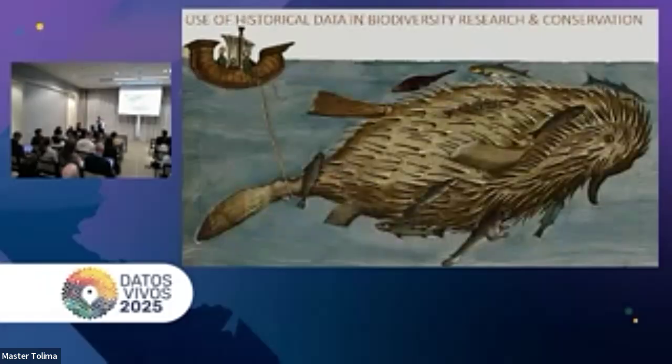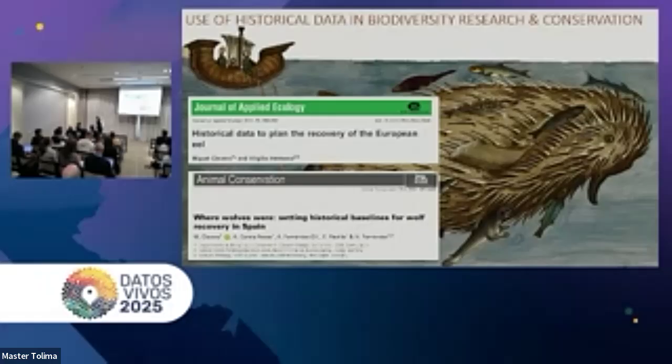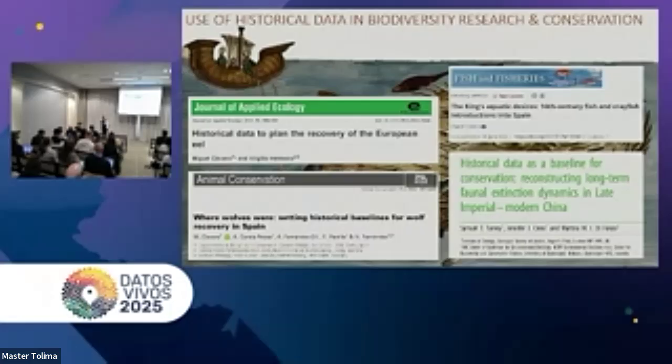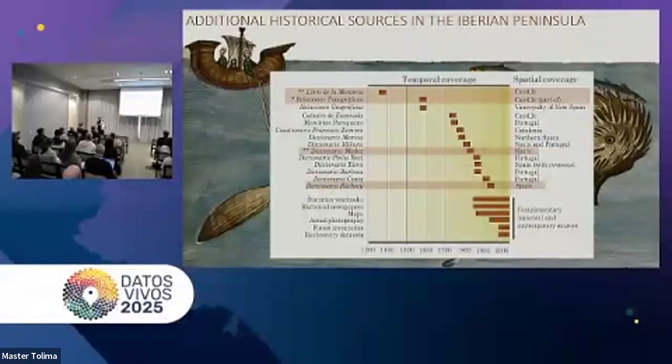Next. Yeah, this data has nonetheless been used already in research and conservation. So for instance, to set up conservation baselines for the recovery of species. Next. To document introduction of species. Next. And of course, this example is outside of Spain. This is an example where geographical dictionaries were used to document population dynamics of gibbons in China. And last, I think I'm running out of time.